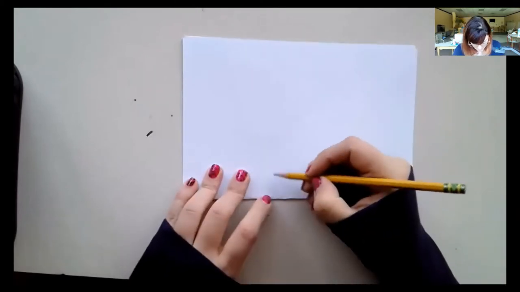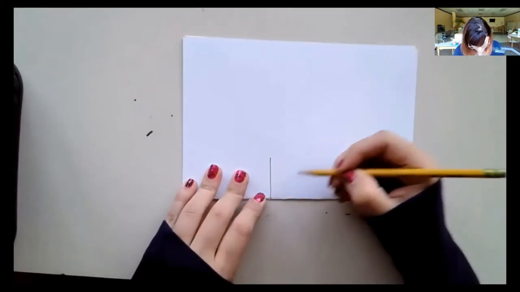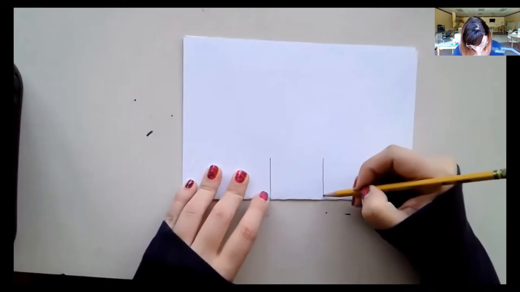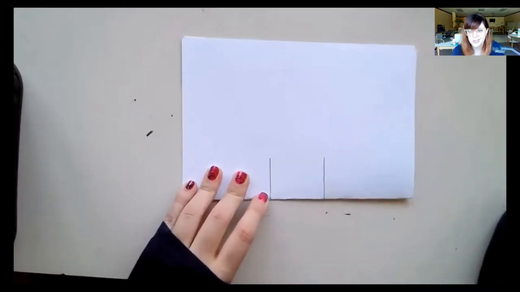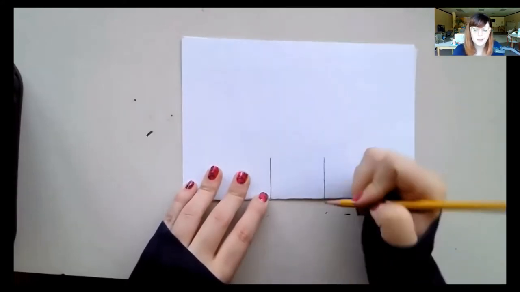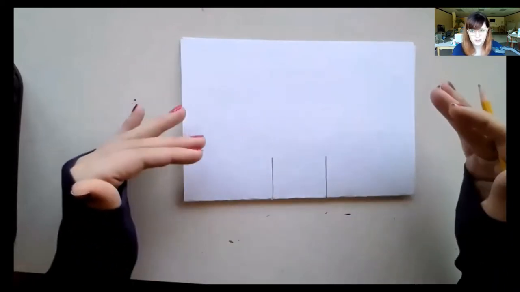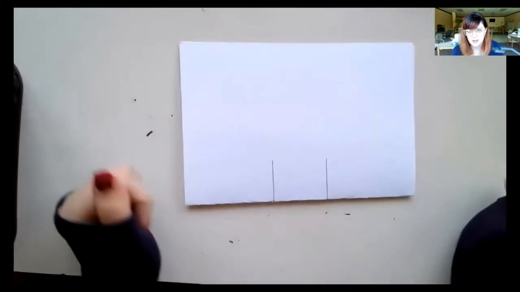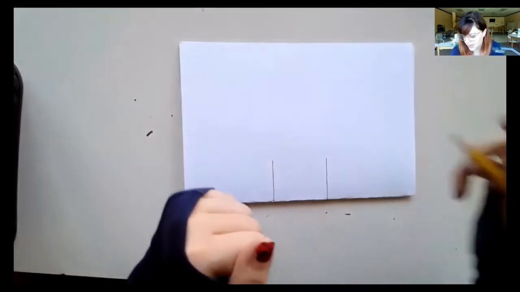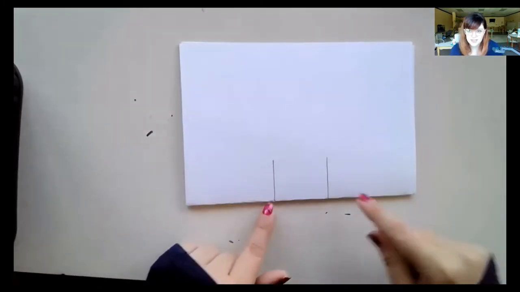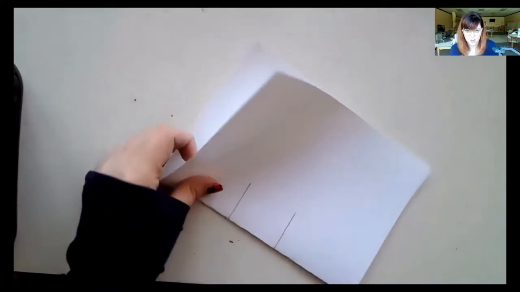I'm going to put my lines about that far apart. Just two lines. Don't go too high up on the paper. It'll get crazy. Keep them fairly low. Don't go above halfway. So two lines, parallel, straight as you can. And they have to touch your folded side, okay? Make sure it's your folded side.